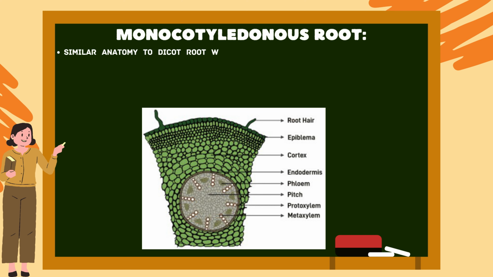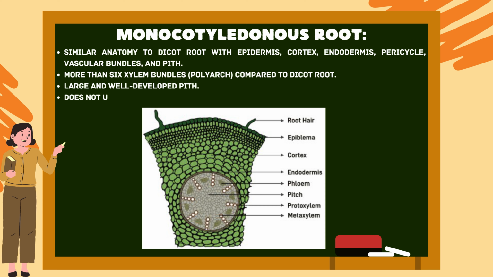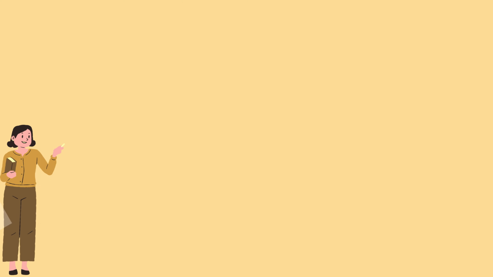Monocotyledonous root. Similar anatomy to dicot root with epidermis, cortex, endodermis, pericycle, vascular bundles and pith. More than 6 xylem bundles, and compared to dicot root, a large and well-developed pith. It does not undergo secondary growth.